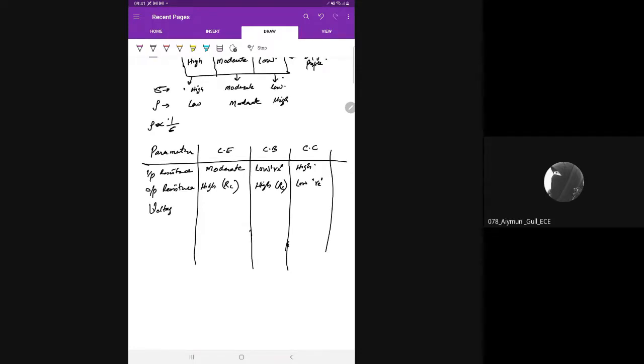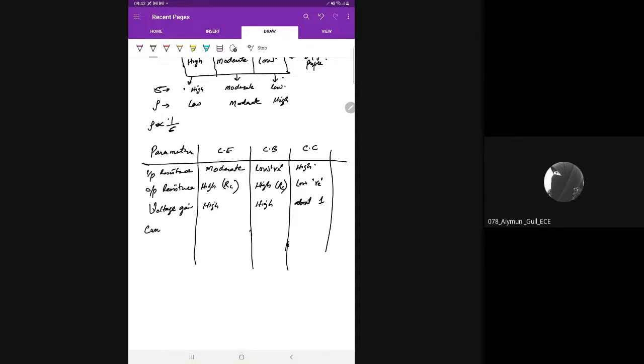So then you have voltage gain. You have to remember that voltage gain in common emitter configuration is high. It is very high. Similarly, in common base, the voltage gain is also high. But in common collector, it is very low. It is generally equal to 1. So you don't get much voltage gain in it. These are just parameters you have to remember.